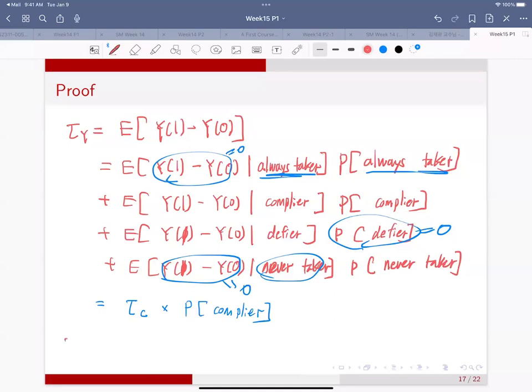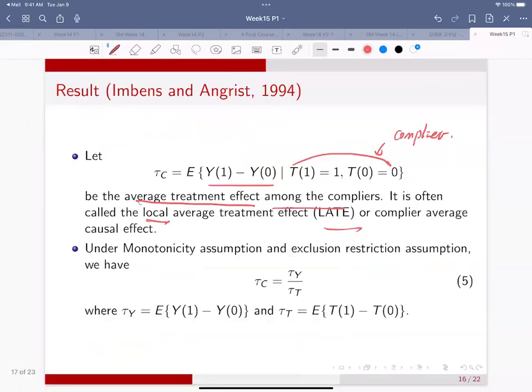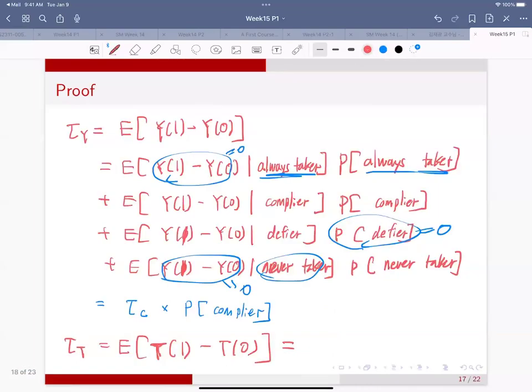And in the same way, we can do the same thing to T, right? So how T is defined to be this. So that means we can actually... right. So this is... okay, right. So then we can do the same thing, right? You can do the same decomposition.